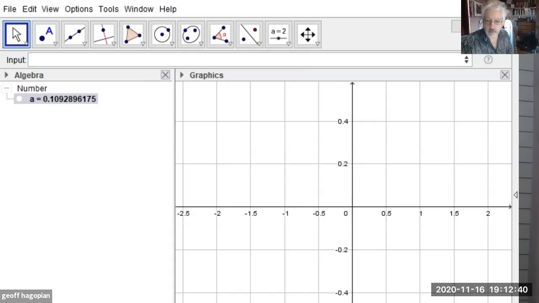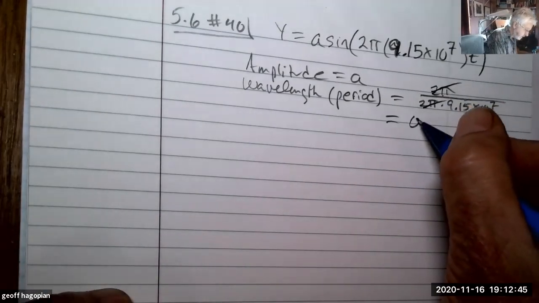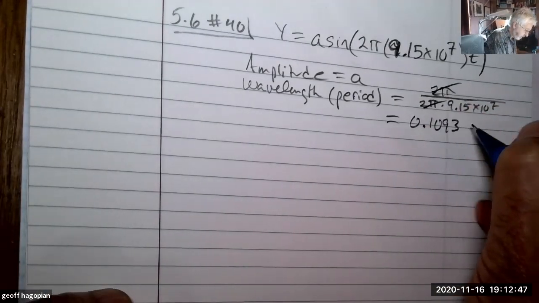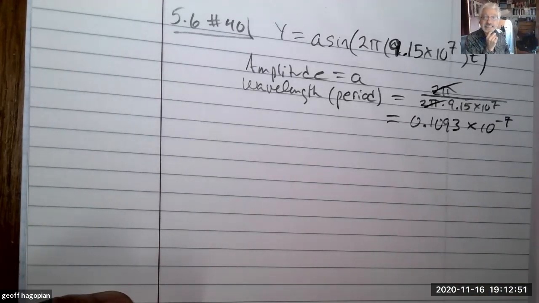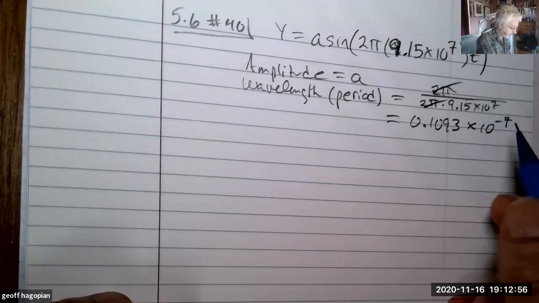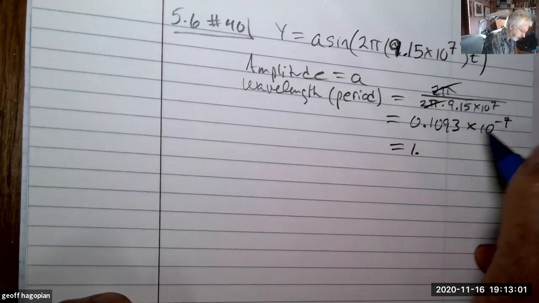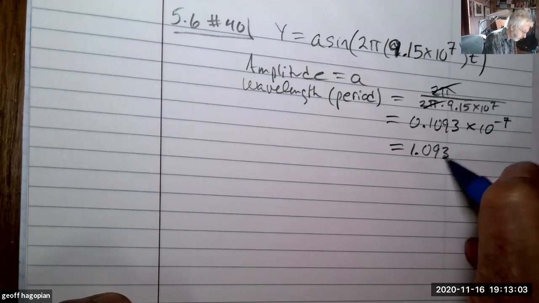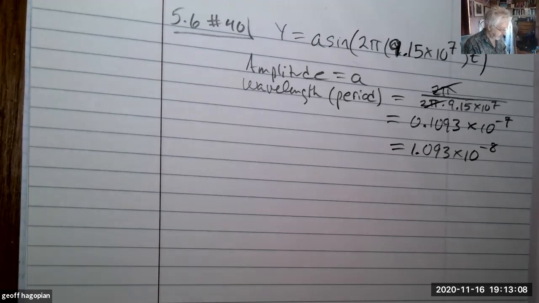So I'm going to turn this off and go back here and say this is 0.1093 times 10 to the negative 7th, right? Because it's the reciprocal of 10 to the 7th. In scientific notation, you'd multiply this by 10 and divide that by 10. You'd say I got 1.093 times 10 to the negative 8th, right? And that is the wavelength. The reciprocal of that is the frequency, right?